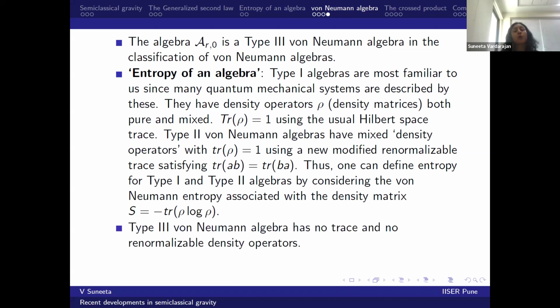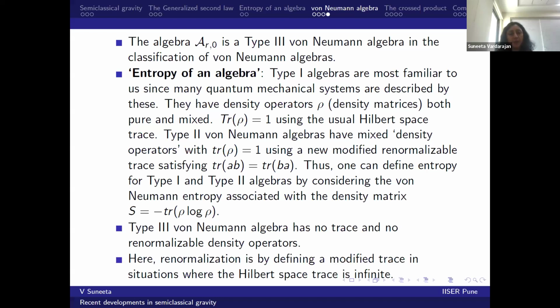Now, the last kind and the most horrible kind of von Neumann algebras are type 3. In these algebras, we have no trace. That is, we have no finite trace which satisfies trace AB equals trace BA, and there are no renormalizable density operators. And it is a fact that if you take quantum field theory and you take quantum field operators in any subregion of spacetime, not the full spacetime, but only a subregion, then that algebra is always type 3. So notice the important difference between type 1 and 2 and type 3: in type 1 and 2, I can define something called the entropy of the algebra. So this is the classification.